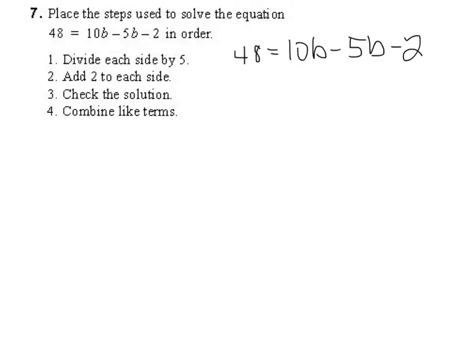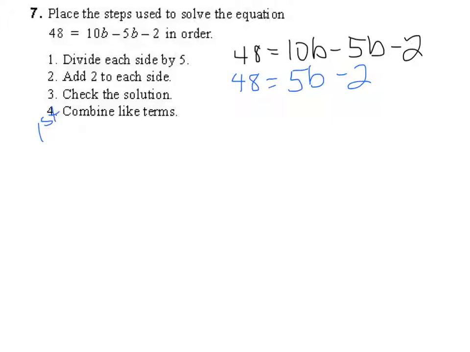Okay, they want you just to place the steps in order, so you don't actually have to solve it. But I think it's going to make more sense if I come over here and actually solve it. So 10b minus 5b, I had 10, I took away 5, I now have 5b, combining my like terms. So that would be the first.